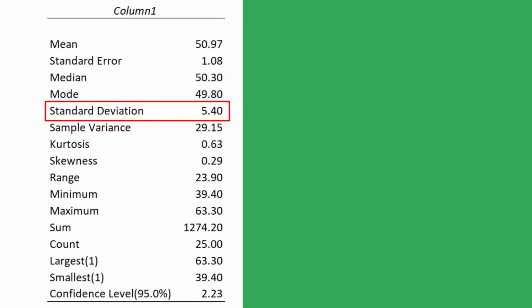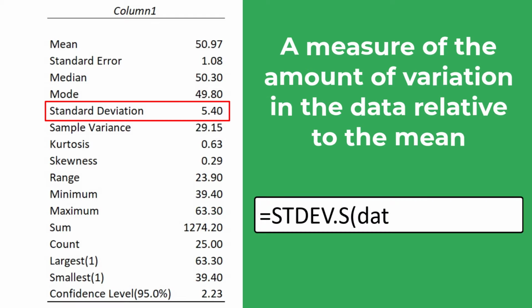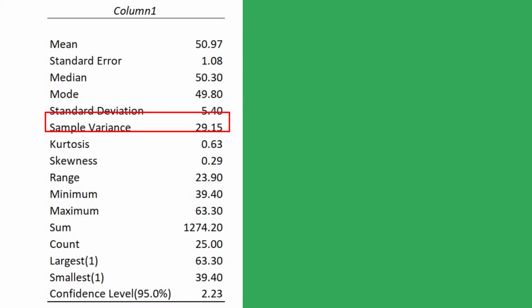After the mode, there is the standard deviation. The standard deviation is a measure of the amount of variation in the data relative to the mean, where the higher the standard deviation, the higher the variability. If you'd like to calculate the standard deviation of a sample separately, then you can use the stdev.s function.